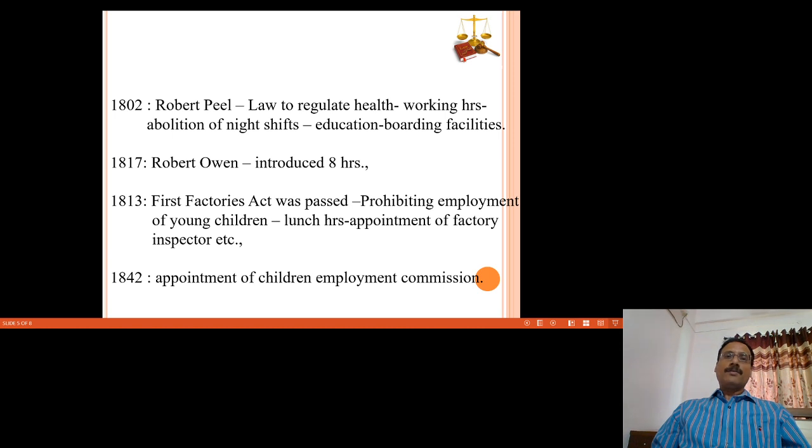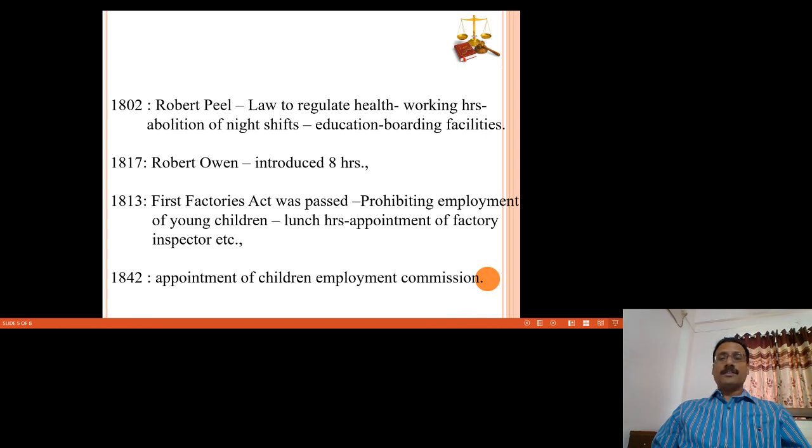Where you have no fixed hours, how can a human being work 24 hours, 48 hours, or any n number of hours without having any break? If he works like that, if she works like that, their health will be destroyed. So first he proposed a law to regulate health, with fixed working hours, and the abolition of night shifts was also proposed in the year 1802.